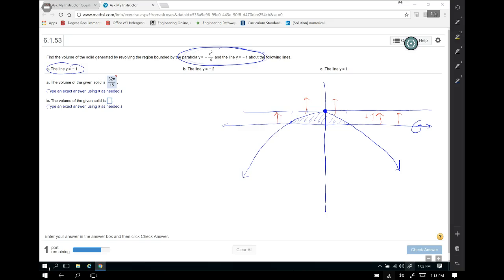So what I like to do first, before I set up my integral, is write out what those two functions would look like if they got shifted up 1 unit. So y equals negative x squared over 4. To shift that up 1 unit, you just add 1. And then y equals negative 1. To shift that up 1 unit, you just add 1. So our first one doesn't simplify at all, but our second one simplifies to 0.